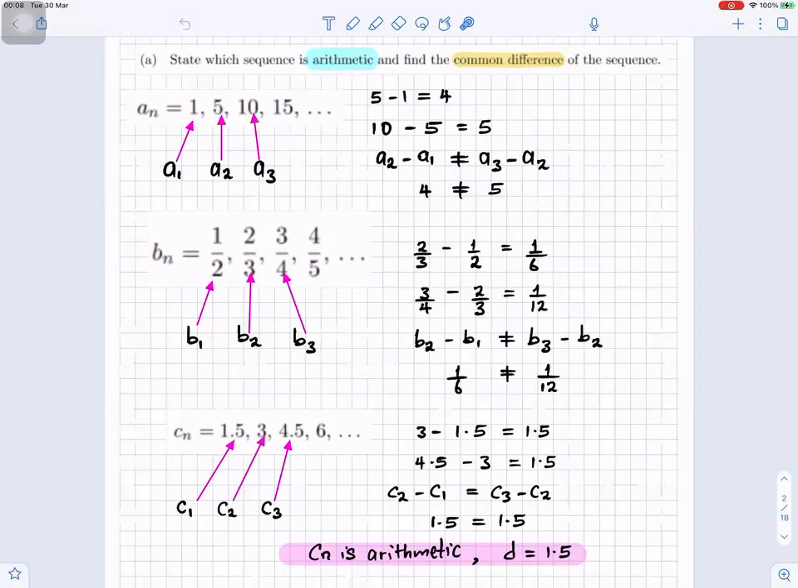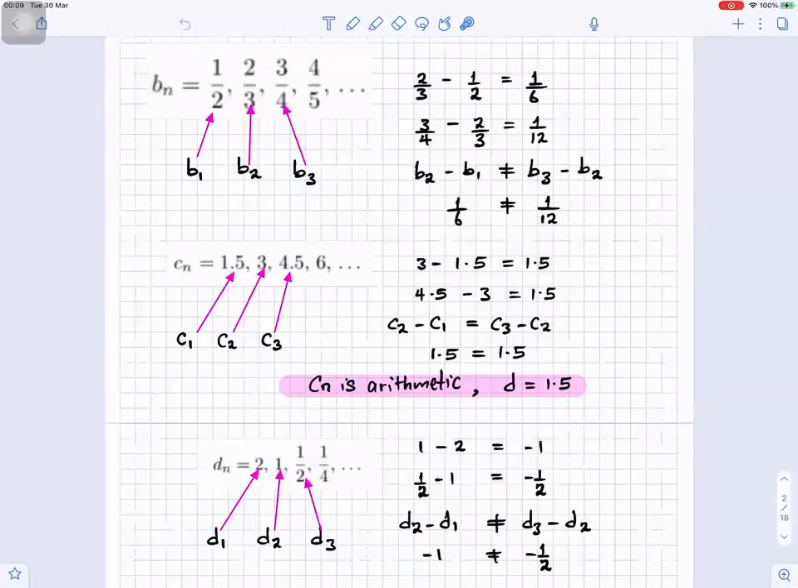Let's do the third one, CN. Second term minus first term, 3 minus 1.5, gives you 1.5. Third term minus second term, 4.5 minus 3 equals 1.5. So 1.5 is the same as 1.5. So second term minus first term is equal to third term minus second term. So CN is arithmetic, and the common difference is 1.5.